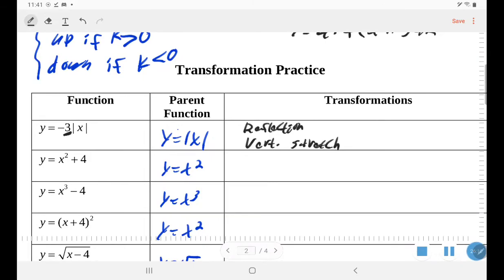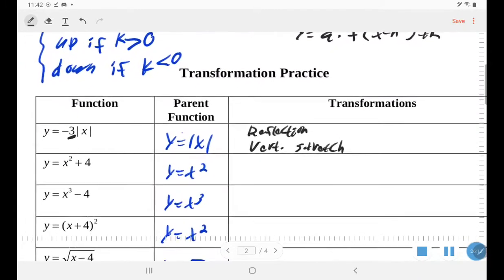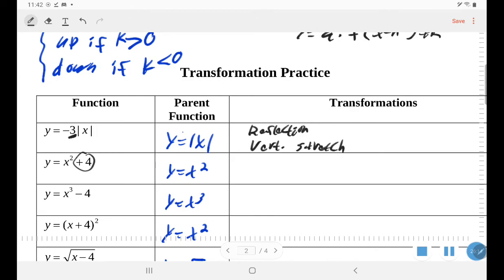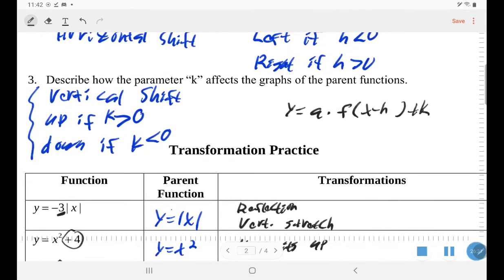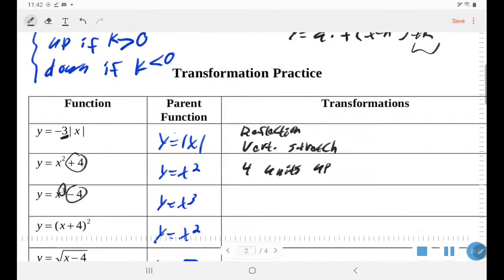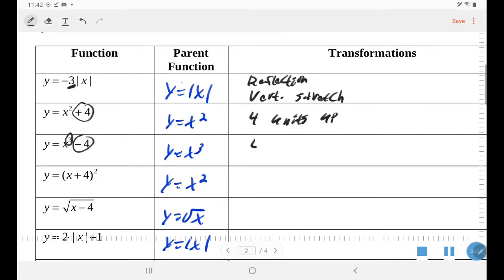Okay, what do I have here? Well, it looks like I just have a +4 on the end. I have a k. I have the vertical shift, so I know this is going to go 4 units up. Here, I have a cubic, and it has a -4. So again, the plus and minus at the end, that's your vertical shift. So I know this cubic function is going to go 4 units down.